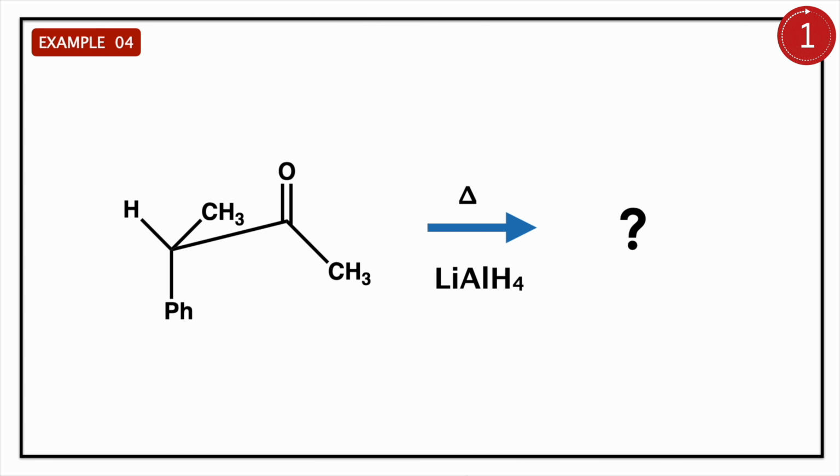Then example 4. In the Sawhorse description, hydrogen, methyl, phenyl are in clockwise position. On another side you have a carbonyl with methyl. You are heating it up. Lithium aluminum hydride you are using. You should find what will be the final product.